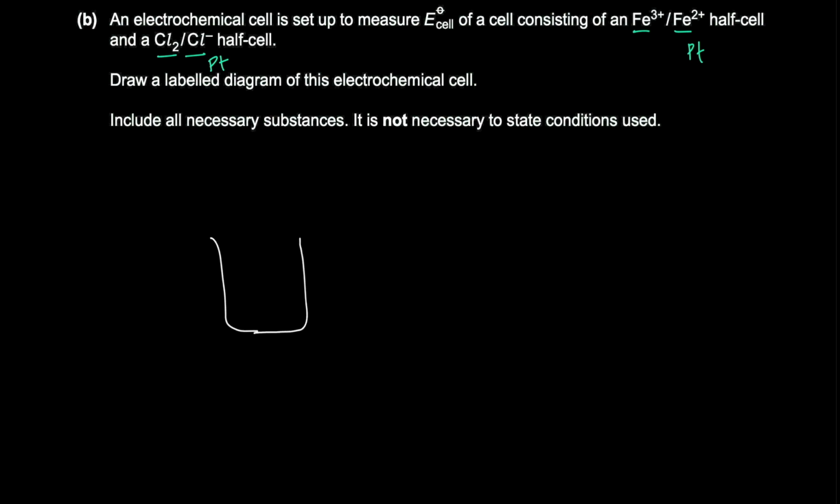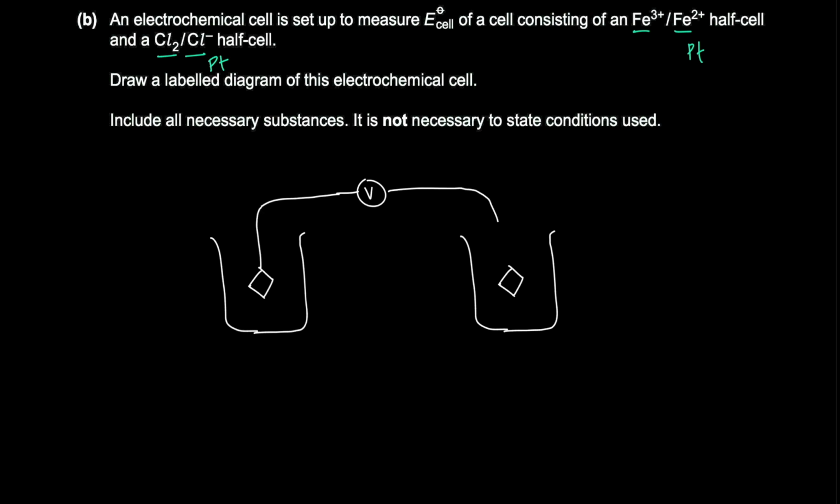So what do we have here? Well, we have a platinum electrode. I have a platinum electrode here as well, like this. We have a wire connecting these two. We have a voltmeter that you have to show here, like this. For this solution, we're going to go with the iron 3 and iron 2 half cell. So we have Fe3 plus aqueous, which should be 1 mole per dm cube.